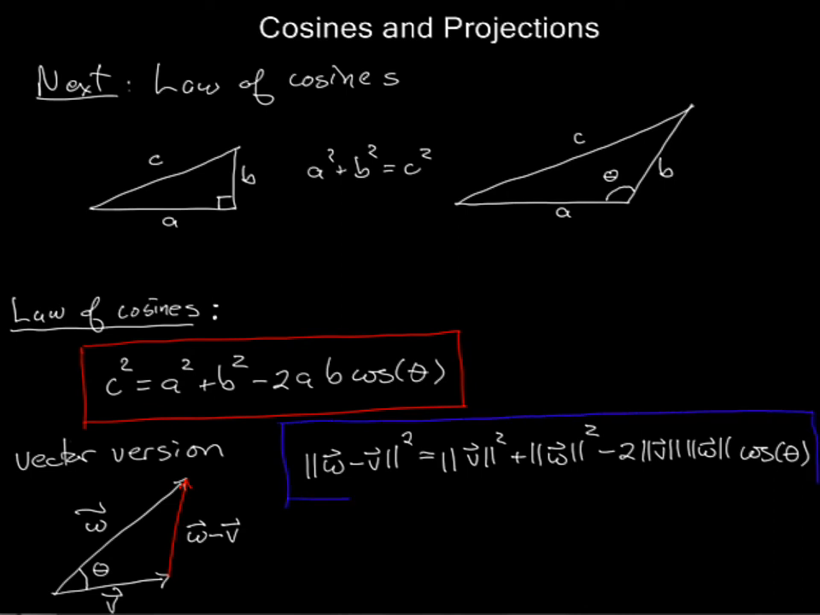So that's a totally equivalent version of the law of cosines. And just to help you go back and forth, this w minus v is the c, and the lengths of v and w are the a and b.